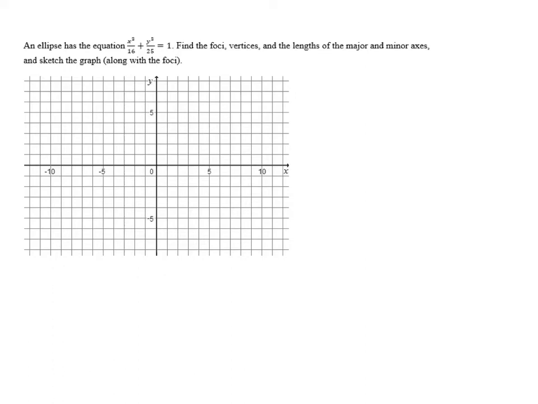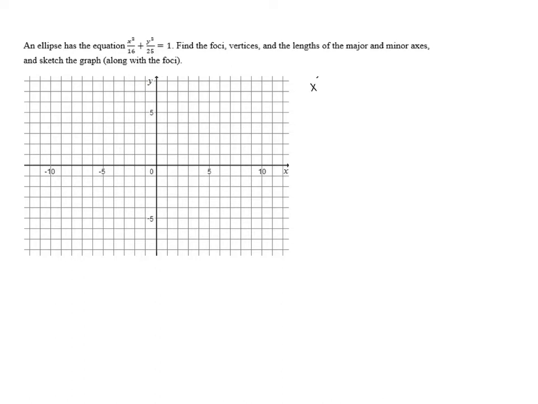An ellipse has the equation x squared over 16 plus y squared over 25 equals 1. Find the foci, vertices, and the lengths of the major and minor axes and sketch the graph along with the foci. First, we recognize immediately that this is the format for an equation of an ellipse centered at the origin.